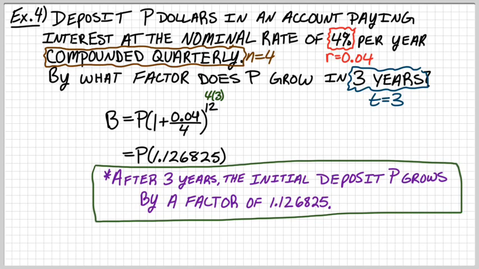Okay, so that's a unique example where I didn't give you the initial investment amount, but you just use P, and you find the growth factor, basically. You find the B value. Notice that looks like the B value from exponential functions. So that's the growth factor here.